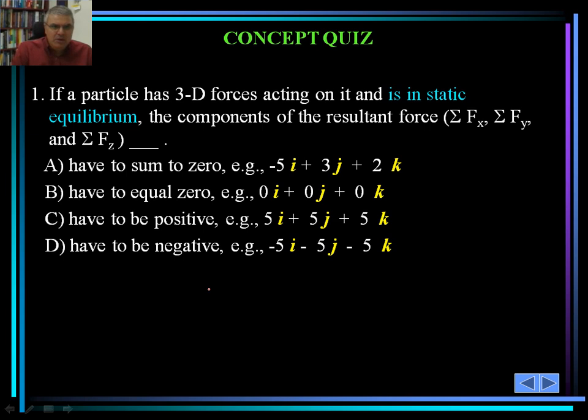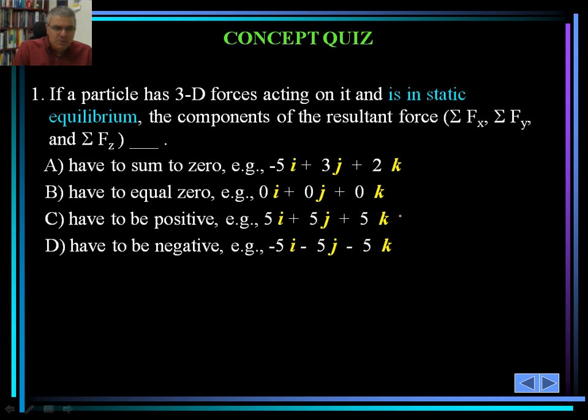So if a particle has 3D forces acting on it and is in static equilibrium, the components of the resultant force, summation of force in the x direction, summation of force in y, and summation of forces in the z, which one of these 4 choices is correct for the components of the resultant force? Let's think about it for a minute. A, have to sum to 0. B, have to equal 0. C, have to be positive. D, have to be negative.